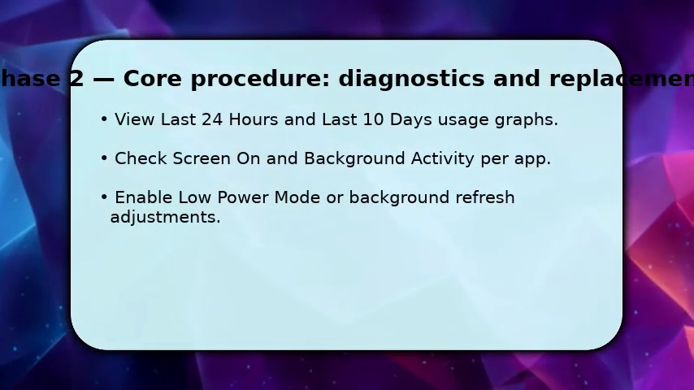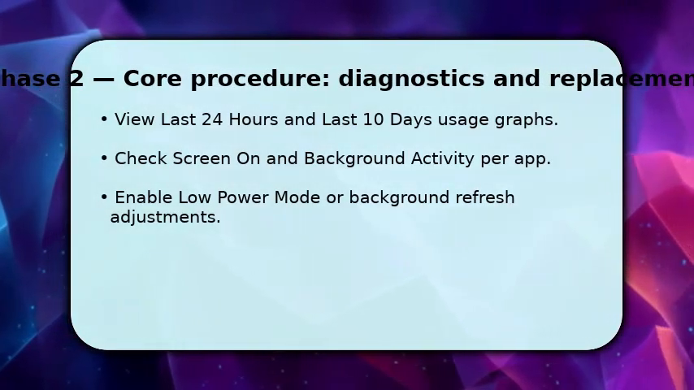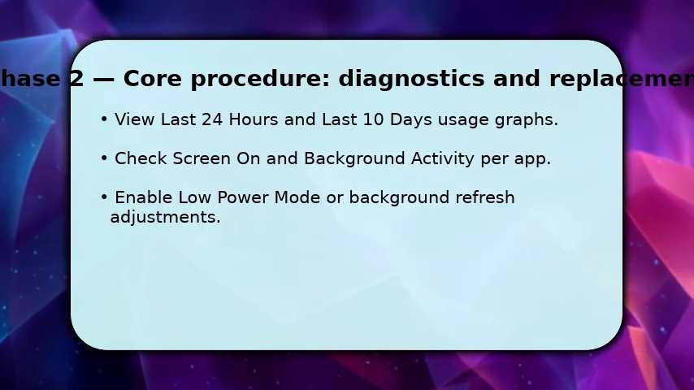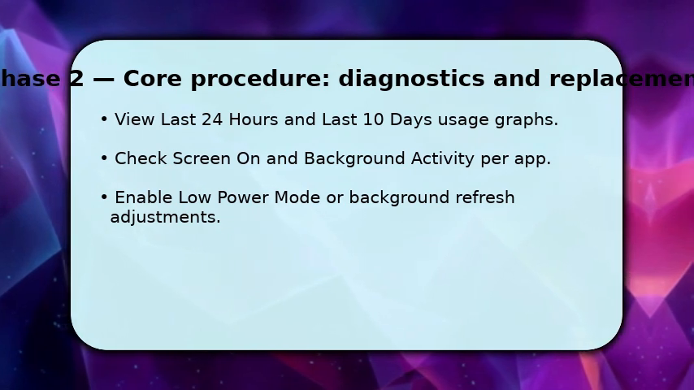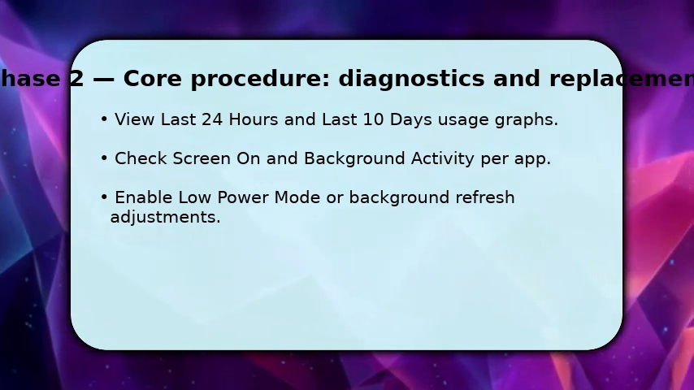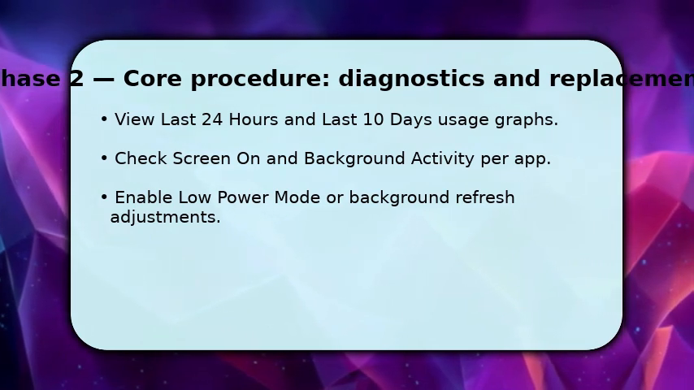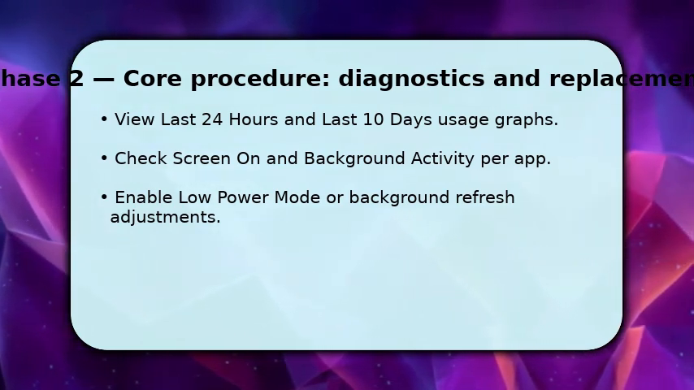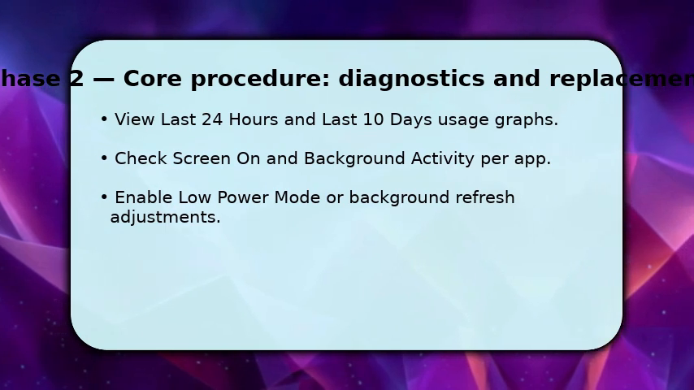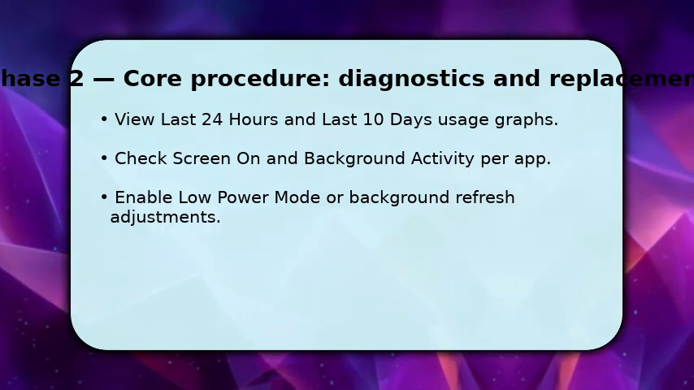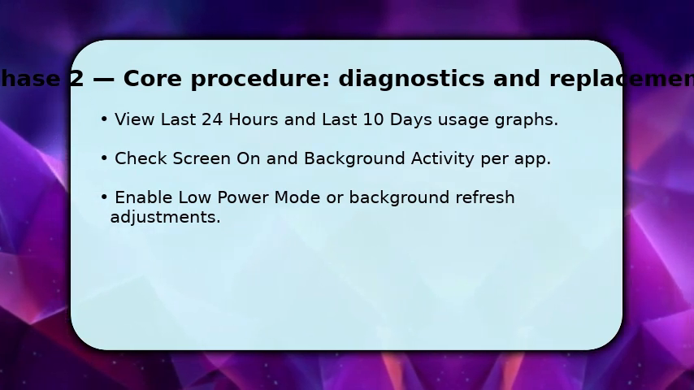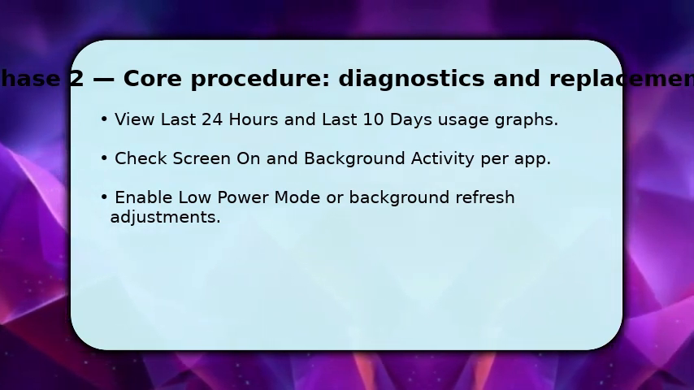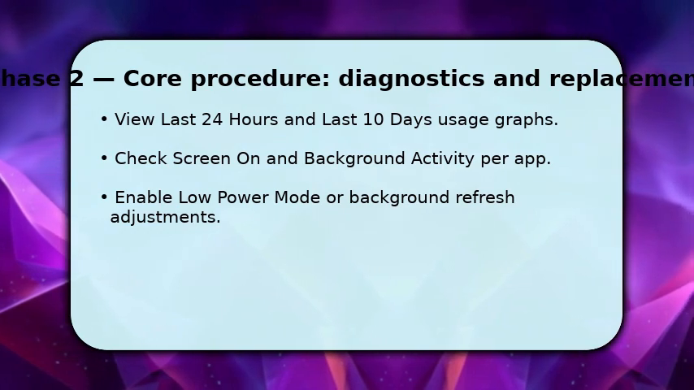With battery open, look at the last 24 hours and last 10 days graphs to see consumption trends. This shows when drains occur. Tap individual apps to review screen on and background activity so you know what's using power and why. If apps run excessively in background, consider disabling background app refresh or toggle low power mode to reduce demand. These steps let you act on the data, adjust settings, close heavy apps, and confirm the battery life matches your expectations.